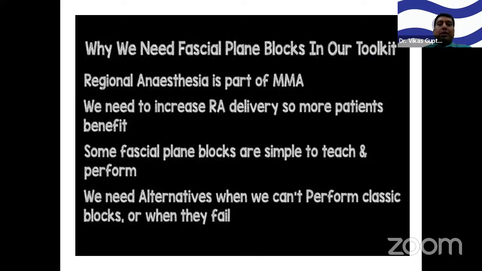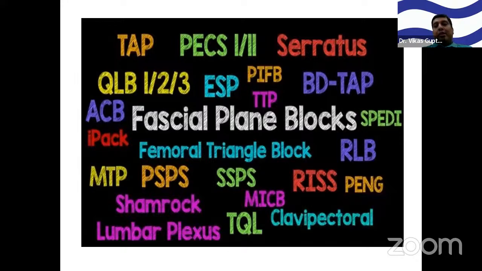So in today's class, we will discuss more about fascial plane blocks. Why do we need fascial plane blocks in our toolkit? Because regional anesthesia is a part of multimodal analgesia. We need to increase anesthetic delivery so more patients can benefit. Some fascial plane blocks are very simple to teach and perform, and some are very difficult. And if we can't perform classic blocks, there are alternatives also. See, this is a vague picture of the fascial plane blocks we can give in our OT by the use of USG.